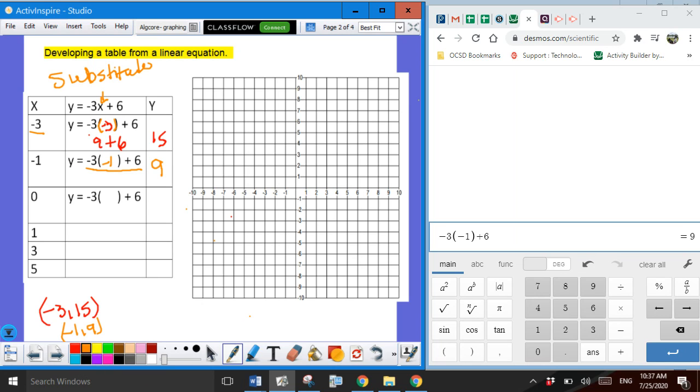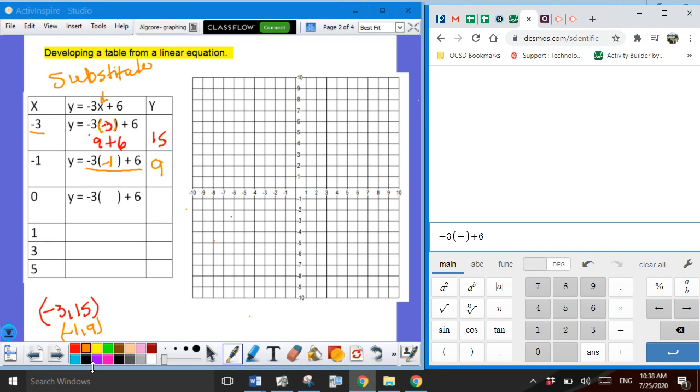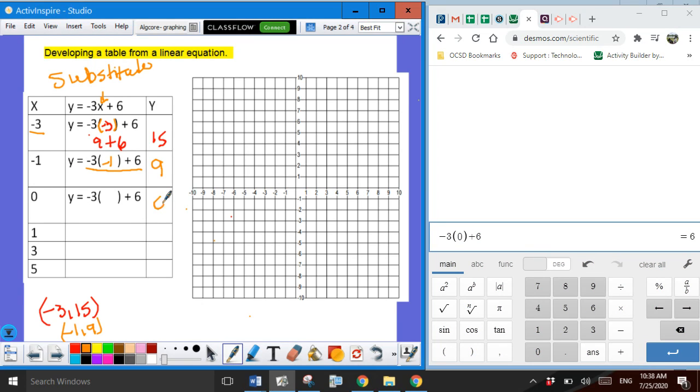Okay, so here's the nice part about it when I put that whole thing in there. Now I just have to click back in here and change that negative 1 to a 0. So if I put a 0 in there, that is 6. Let me change that to purple. So 0, 6. And those ordered pairs are coming from here. So go ahead and figure out what your 1, 3, and 5 are. Figure out what your y values are right here.